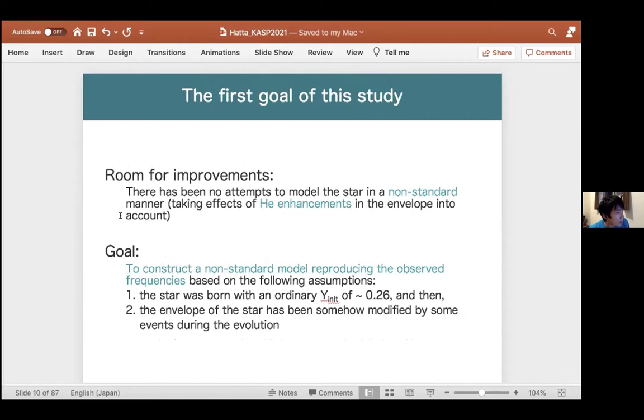Here, there's room for improvement since there has been no attempt to model the star in a non-standard manner, taking effects of helium enhancements in the envelope into account. So the first goal of this study is to construct a non-standard model reproducing the observed frequencies, based on the assumption that the star was born with an ordinary initial helium abundance, and then the envelope of the star has been somehow modified by some events during the evolution, and the helium enhancements happened. This is the first goal.